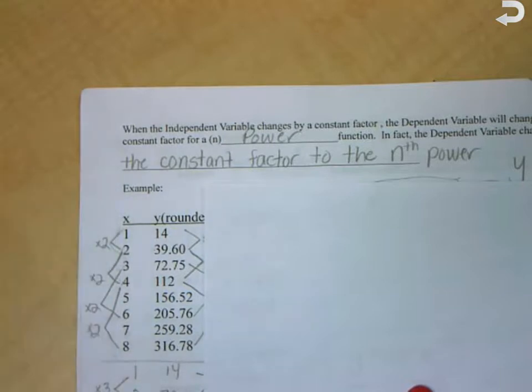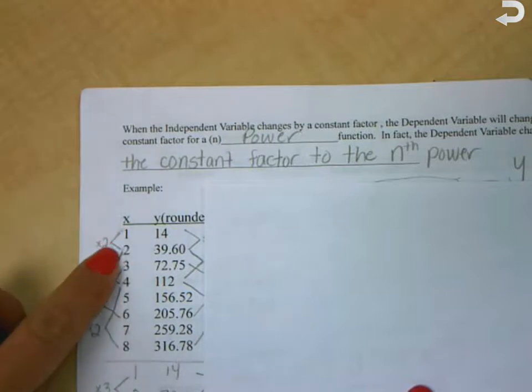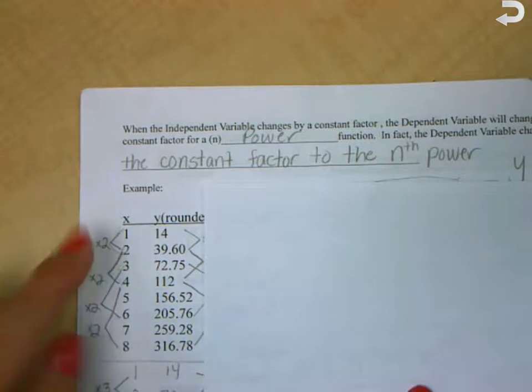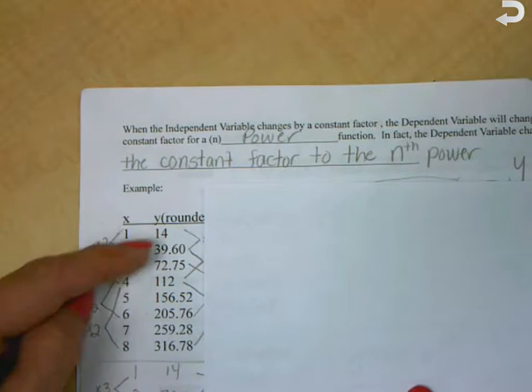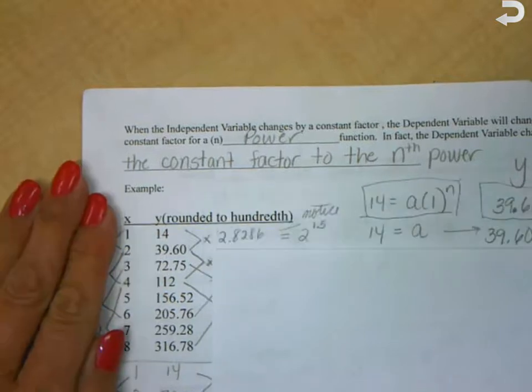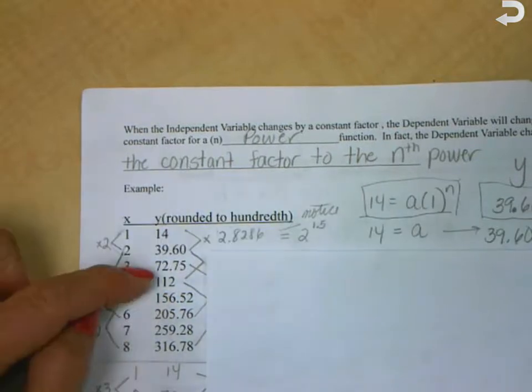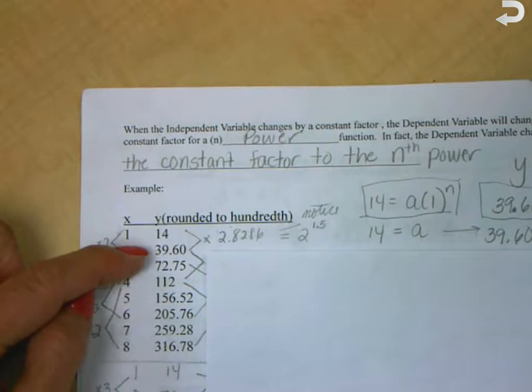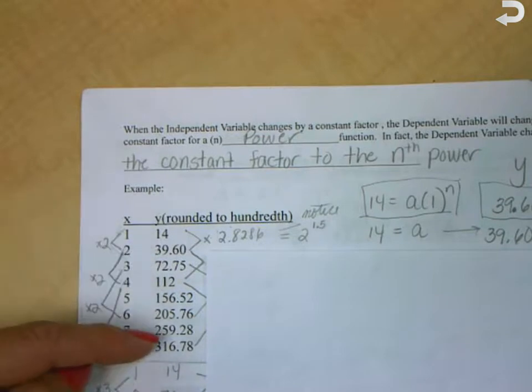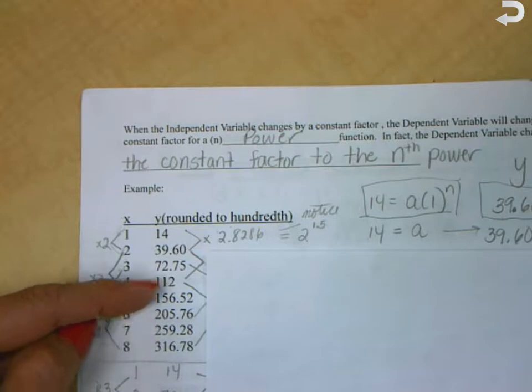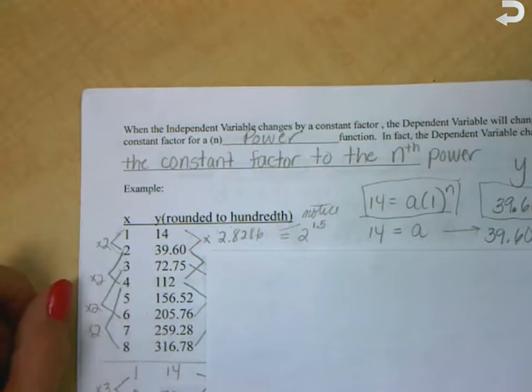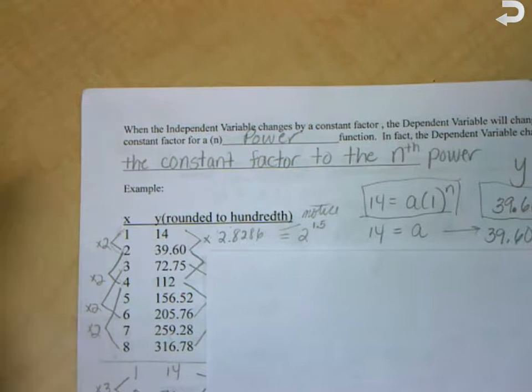As my independent variable increased by a constant amount of 1, I checked to find what the quotient was if I divided the 39.6 by 14. I got that to be about 2.8. Then when I take the 72.75 and divide it by the 39.6, I did not get 2.8. And I found that when I pairwise did these quotients, they were very different from 2.8. So I know that the exponential model doesn't follow. So I thought, well, let's try the power model.